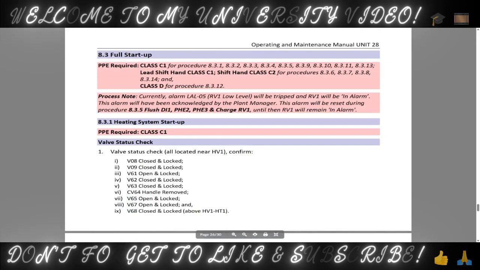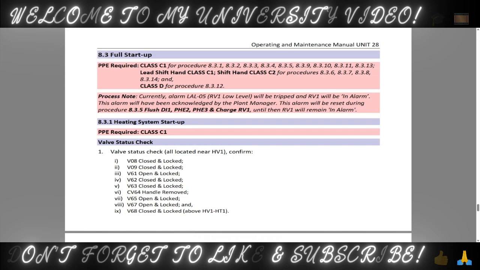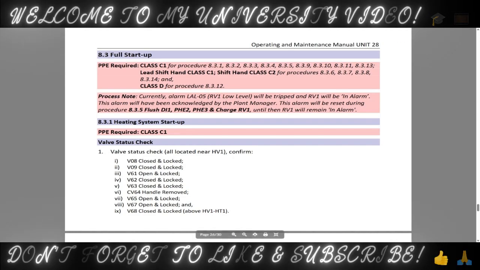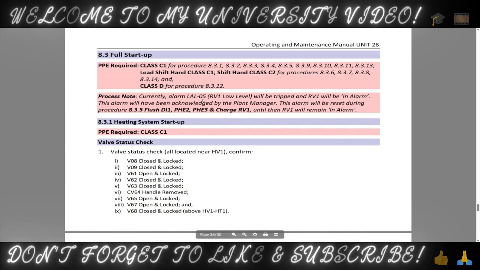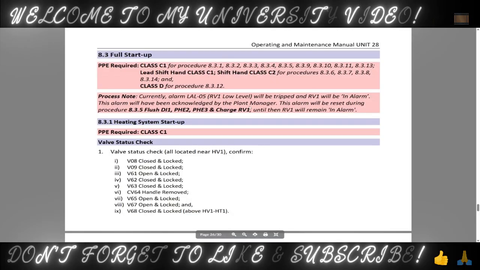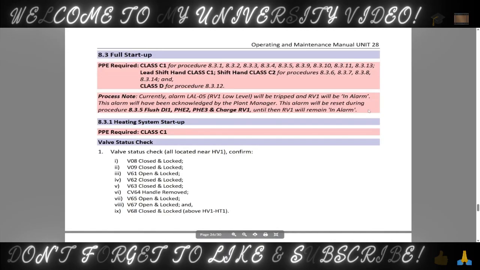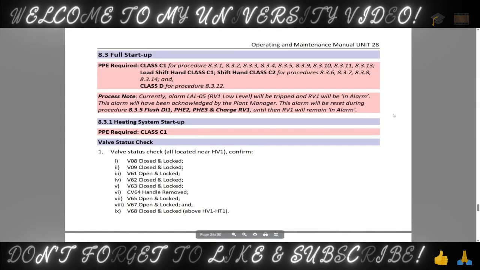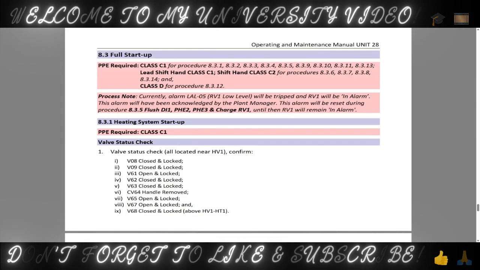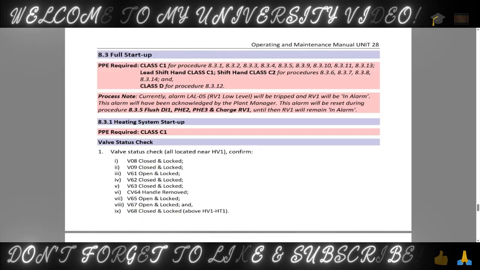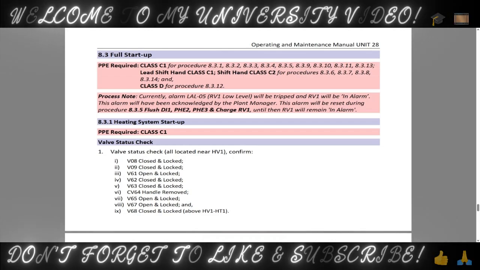Process note as well. Here, very critically important as a notification. It says that currently alarm LAL05 on RV1 at low level will be tripped and RV1 will be in alarm. This alarm will have been acknowledged by the plant manager. This alarm will be reset during the procedure shown in bold. Until then, RV1 will remain in alarm. A kind of important process note you have to critically consider as well. You have to mention and compare other process operations with other procedures and so on.